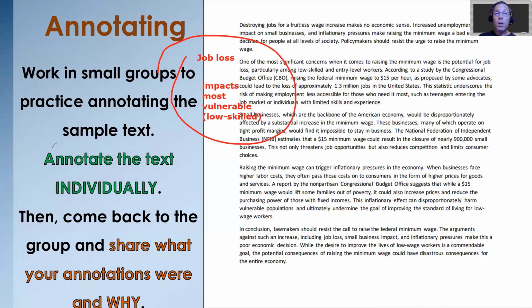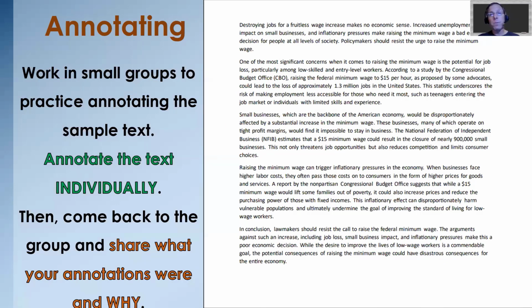Okay, and you can make your own notes, but remember, annotating is a skill and it's something that is done to help you to better understand whatever it is that you're reading. So whatever best helps you to understand the text is what you should be doing.